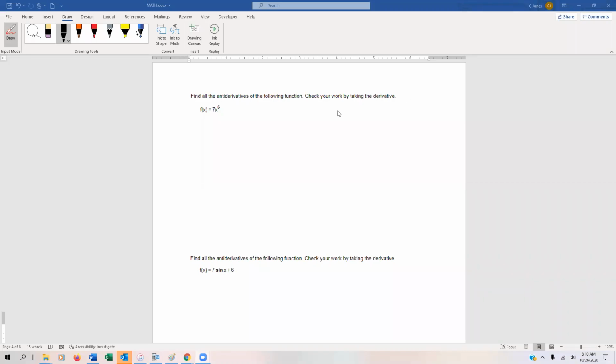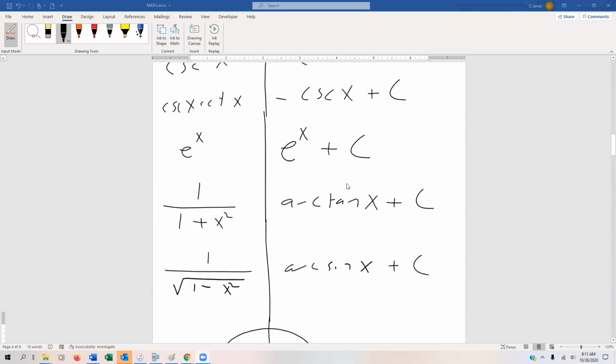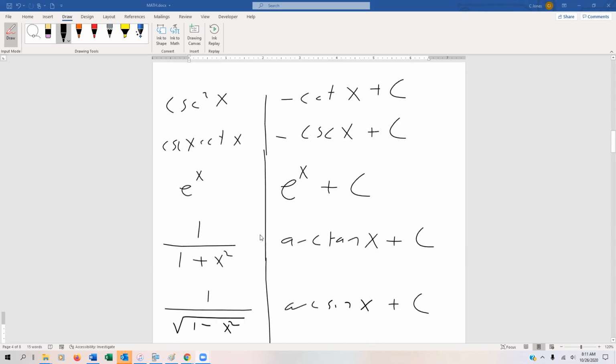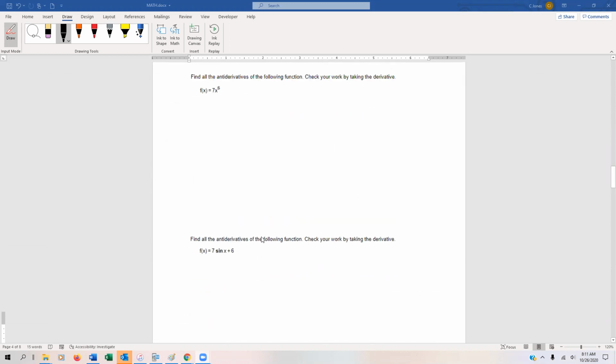We're going to learn about using the techniques of antiderivatives to find the antiderivatives and then to check them. And so it might be handy to have a list of those antiderivatives that we just found in the previous section. Maybe have these written down somewhere, maybe on a flashcard, so you can try to reference them quickly.